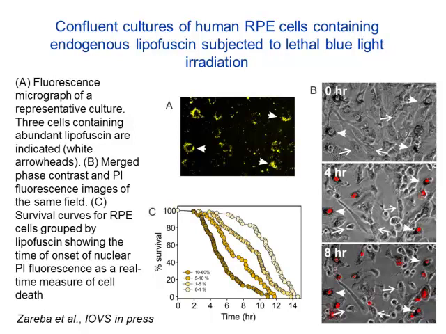nuclear propidium iodide staining, that, after a cell is critically damaged, this fluorescence develops. As you can see here, these cells are, of course, dead. So you can see here that after relatively short irradiation, after hours, this propidium iodide fluorescence develops, and you can see that the process starts faster or much later, depending on the amount of lipofuscin granules that those cells contain. Obviously, there is a clear dependence of the phototoxic effect on the presence of lipofuscin granules.